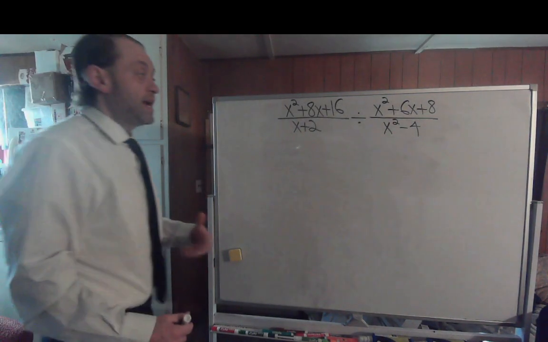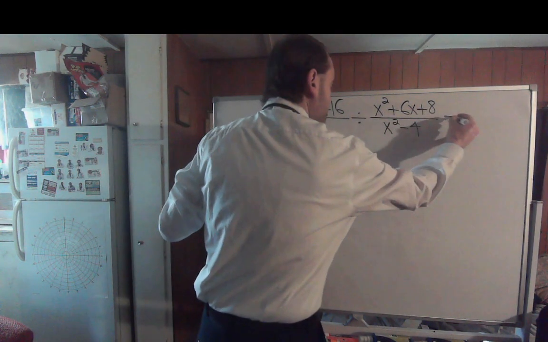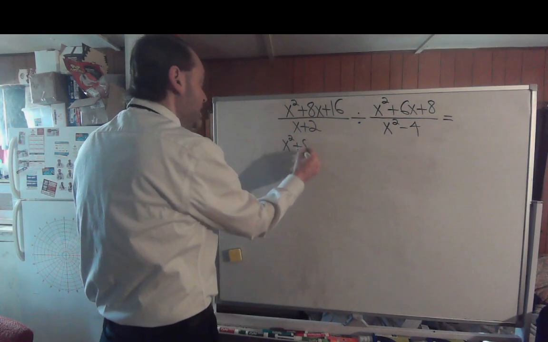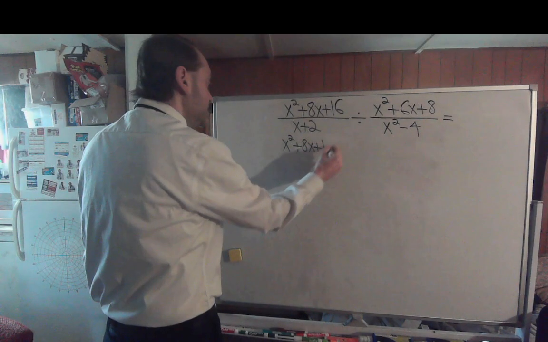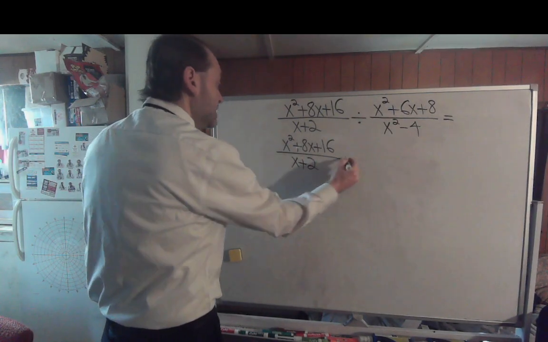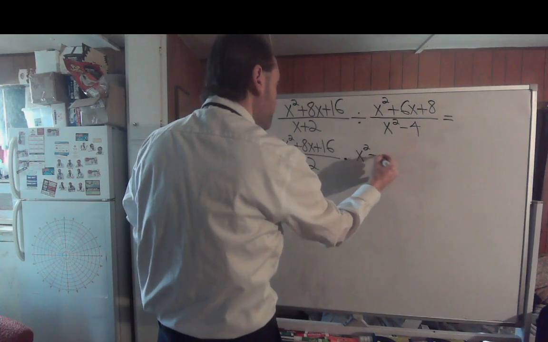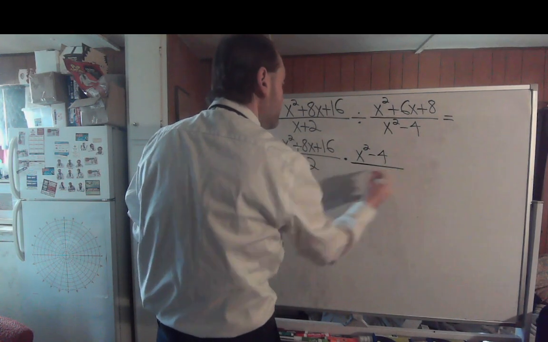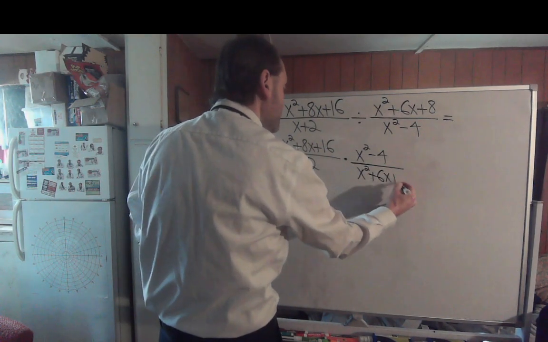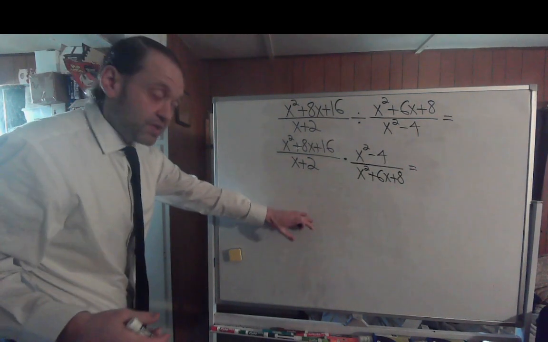So again, we're going to have to invert and multiply the second fraction. So this is going to turn into x squared plus 8x plus 16 over x plus 2 times that x squared minus 4 over x squared plus 6x plus 8. Now we need to factor everything completely.